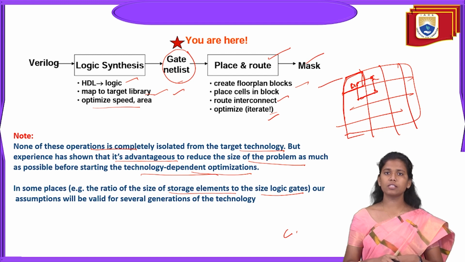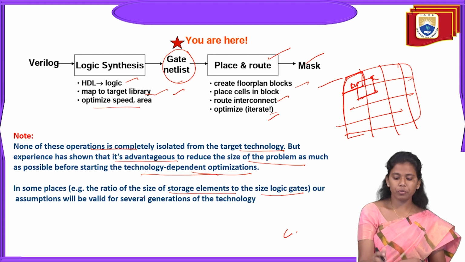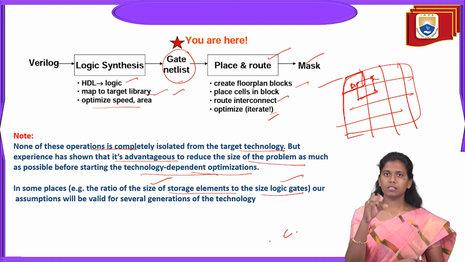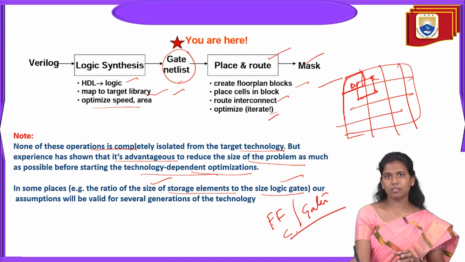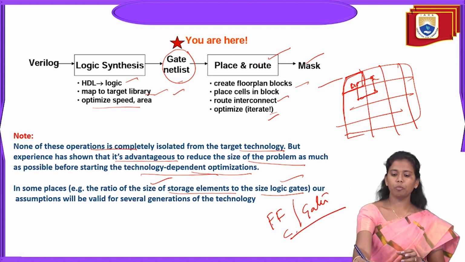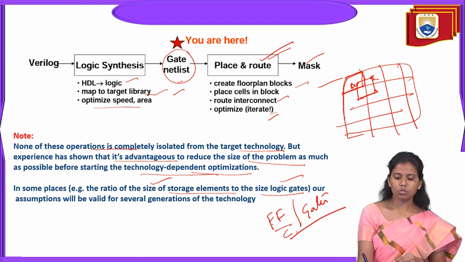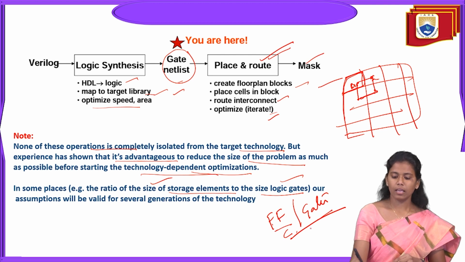Okay, in very few cases we have to go as per the ratio, and the ratio could be between the size of the storage elements and the size of the logic gates. The storage elements are nothing but the flip-flops. The size of the flip-flops and the size of the gates matter a lot. Why? Because, as I said, placing and routing play a vital role. So we need to be cautious about the size of the storage element as well as the gates.